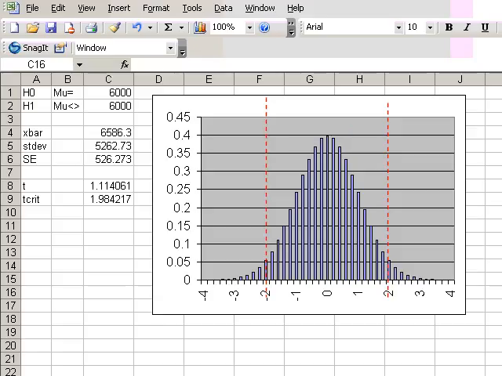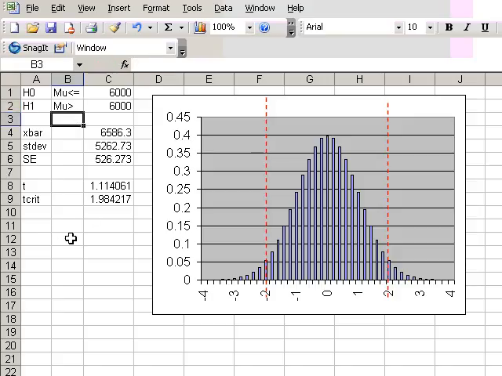Let's look at this figure again, but this time let's talk about a one-tail test. Rather than saying that the true population mean is equal to 6,000 or it is not equal to 6,000, we're going to say that the true population mean is less than or equal to 6,000, or the alternative will be that it is greater than 6,000.